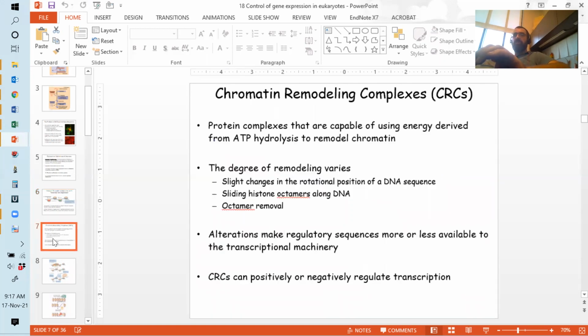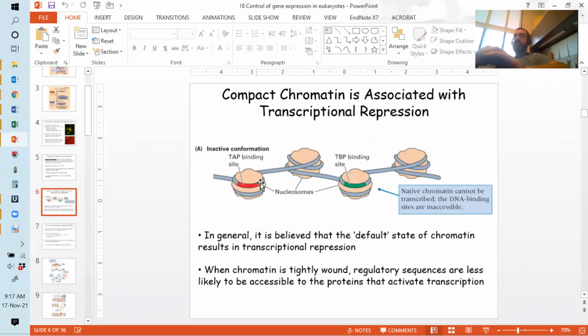And that takes energy, so they use ATP to do so. Depending on how these work and what the outcome is, you could both positively or negatively regulate transcription. If the action of the CRCs is to make these sequences more available, you're going to get an increase in transcription. If it's to make them less available, then obviously you get the opposite.